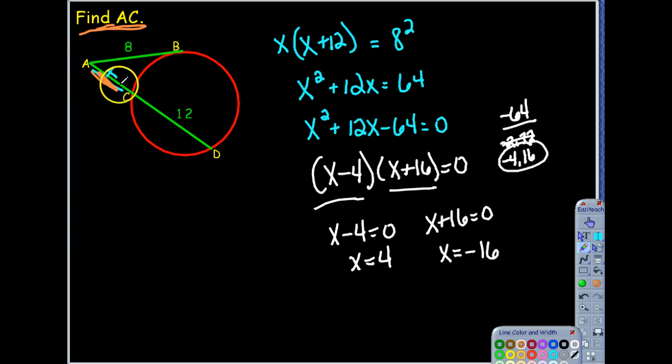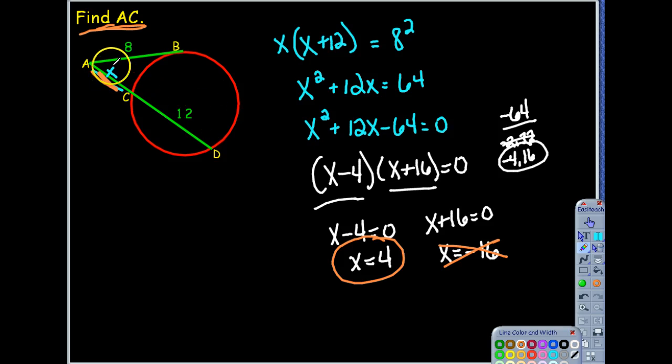X was AC. Okay, so I'm thinking, all right, AC being 4 could work. But AC being negative 16 can't work because you can't have a negative length, right? Right. So that one for sure does not work. So AC equals 4. Just the 4. Love it. And yeah, most of the time in geometry when you get those negative solutions, most of the time they don't work if they're just representing that whole quantity of a segment or whatever.